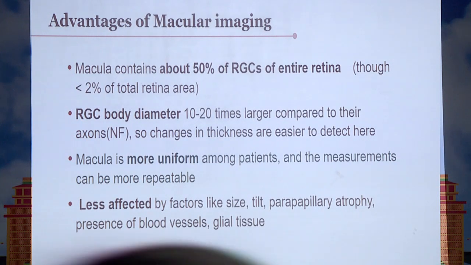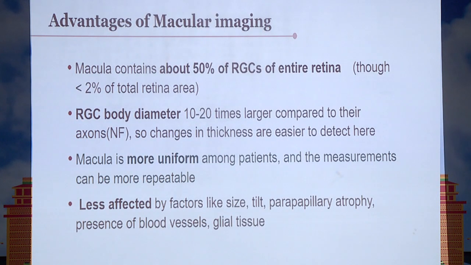There are certain advantages of macular imaging. The retinal ganglion cell body is almost 10 to 20 times larger than the axon, that is the nerve fiber. So any change in thickness is easier to detect here. And the macula is more uniform among patients, unlike the RNFL and optic nerve head, and the measurement is repeatable. It is also less affected by factors like size, tilt, parapapillary atrophy, and the presence of blood vessels, which are not there, and glial tissue.